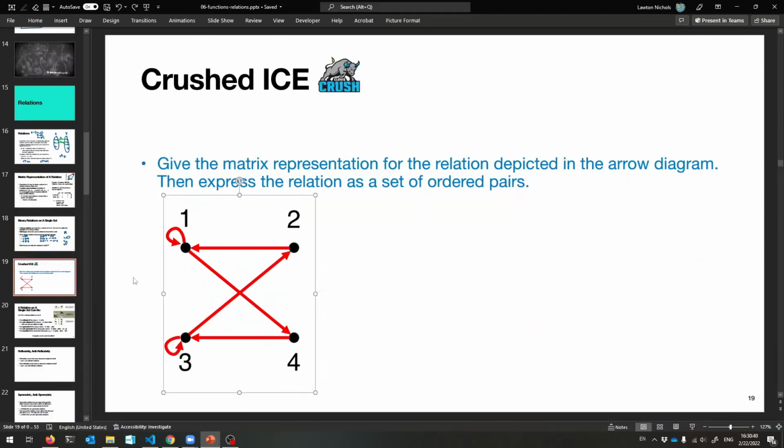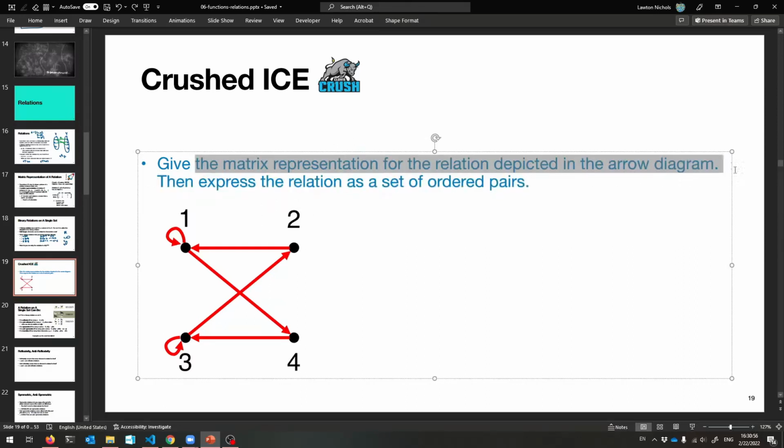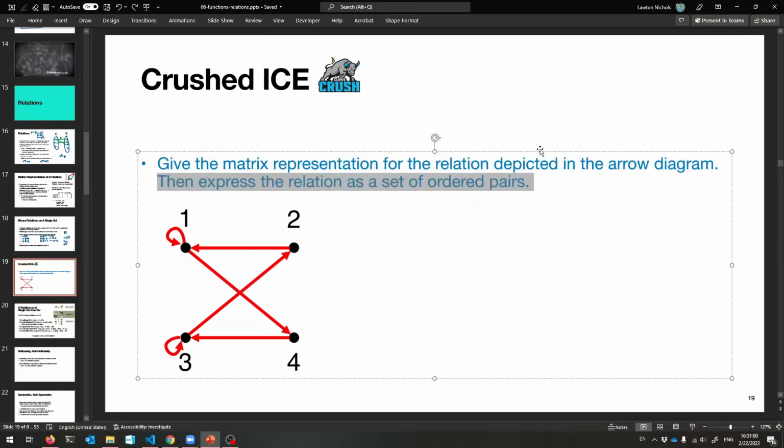Take this relation. It's a relation on the same set, so it's mapping the set 1, 2, 3, 4 to the set 1, 2, 3, 4. Those are related to themselves. Same set's related to itself. And see if you can give a matrix representation of it, and then also give the relation as a set of ordered pairs, saying what's related to what.